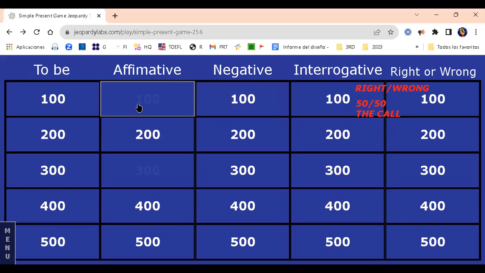Select somebody else. Elija otra compañera. Sheila, creo que era, ¿verdad? ¿Quién eligió compañera?